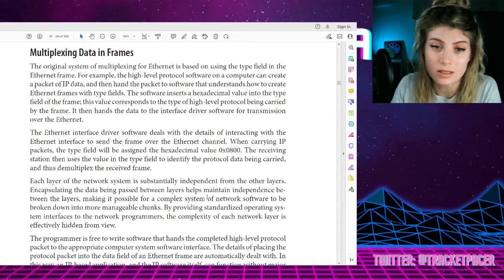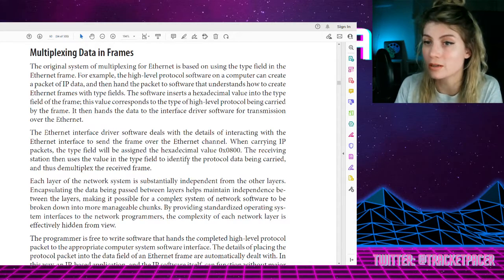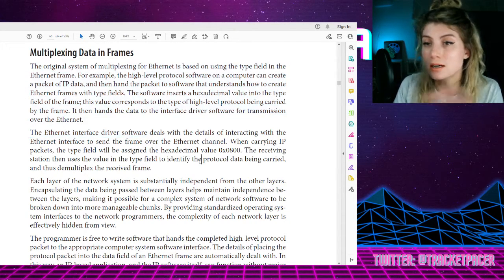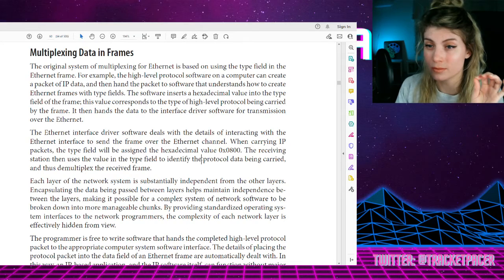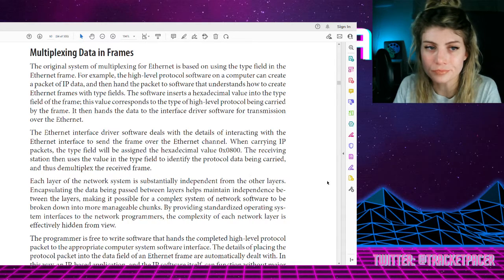It then hands the data to the interface driver software for transmission over the Ethernet. I'm going to read this whole paragraph again so it will soak into my brain. I also find it super fascinating because this is the kind of deep down level stuff that I really wanted to get into in this book, and it's not disappointing.